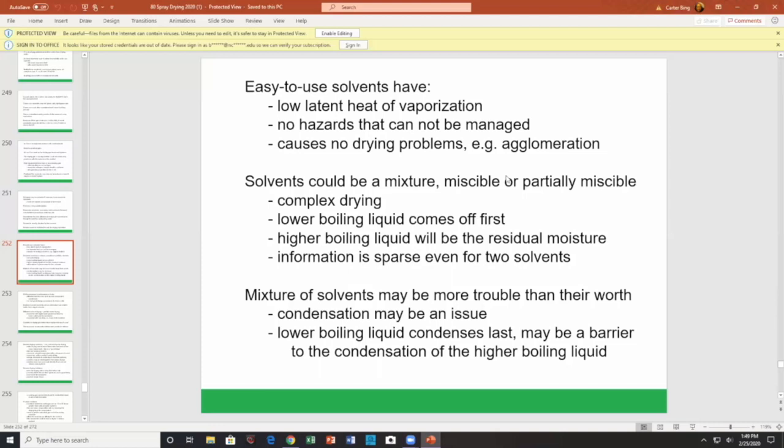Now you've just raised the level of difficulty. Just as a comment here: complex drying, low boiling comes off first, higher boiling, residual moisture. Information is sparse. Mixtures of solvents may be more trouble than they're worth. Condensation may be an issue. Multi-component condensation is an issue.